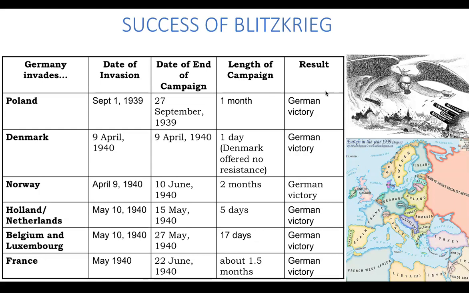And he's able to take Denmark in a day. The people of Denmark really didn't offer true resistance. They felt like they didn't have an army to fight back. He takes Norway in 2 months, the Netherlands in 5 days. Belgium and Luxembourg take about 17 days, and you can see all the countries on the map there. So he's able to come in and invade. And then France is going to take about 6 weeks. But before you know it, he's able to take over all of these countries.